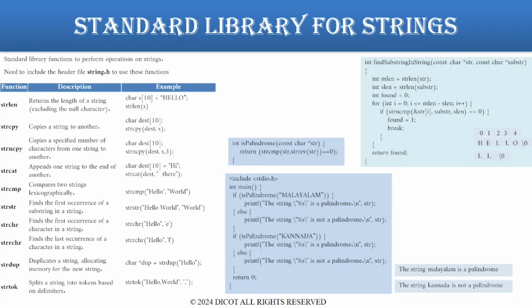The string compare function will return a value 0. When it returns a value 0, it means the substring was found at the current position. The variable found is assigned a value 1 and the loop breaks. So this is a successful case. What about an unsuccessful case?